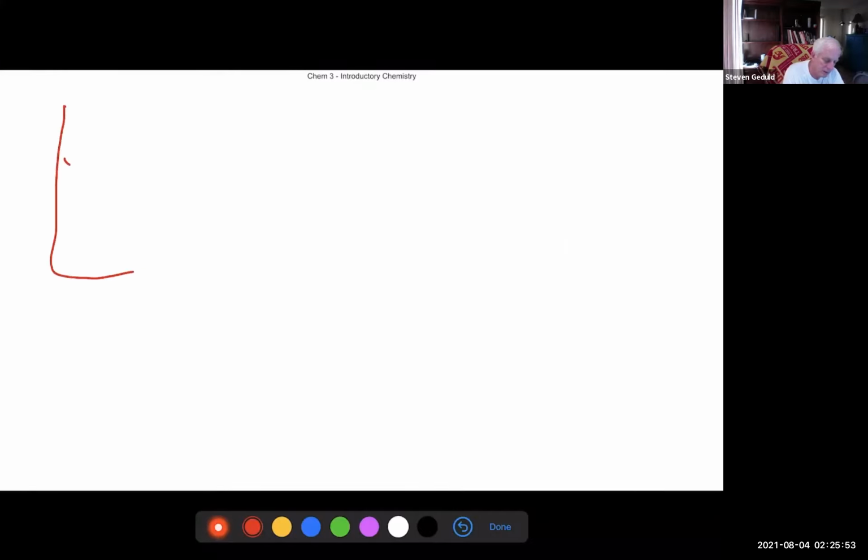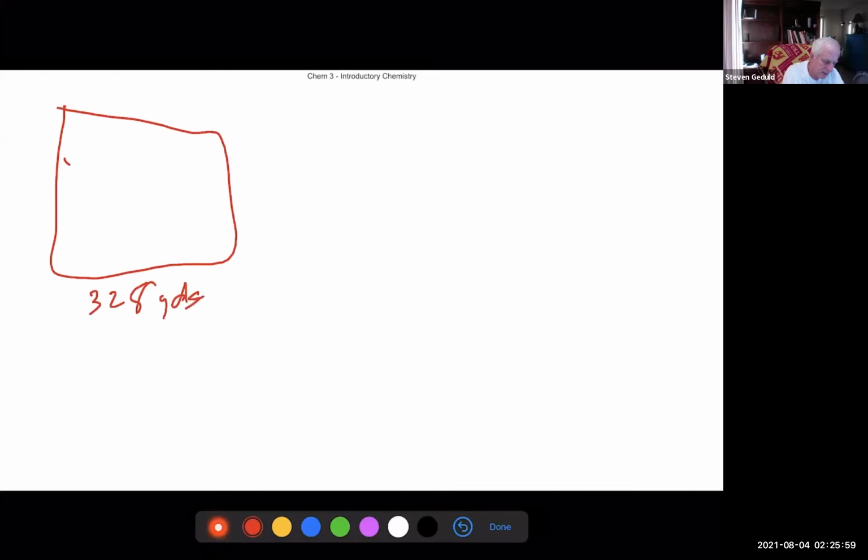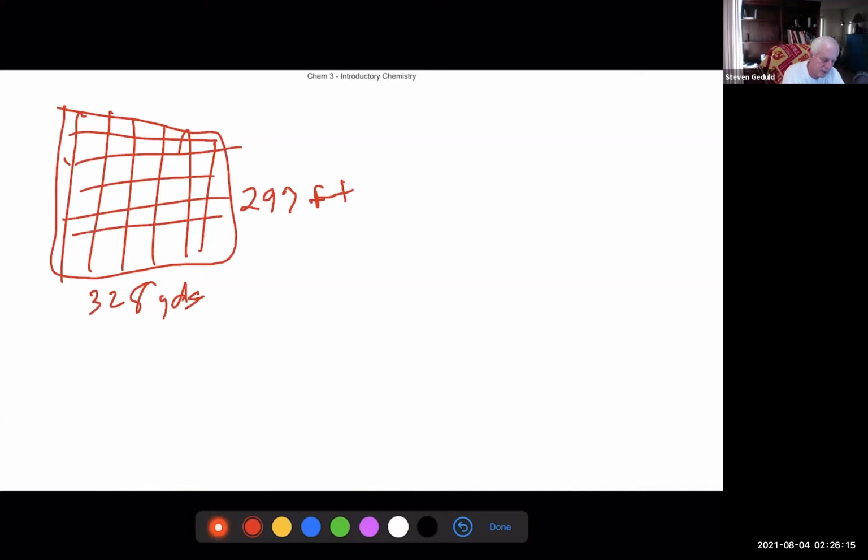Now we can deal with square areas too. Say you have a cornfield, and this cornfield is 328 yards by 297 feet. Say you have to search this for a murder suspect. We do a lot of forensics. What's the area you have to search, let's say, in centimeters squared? Areas are squared, the 2 values.